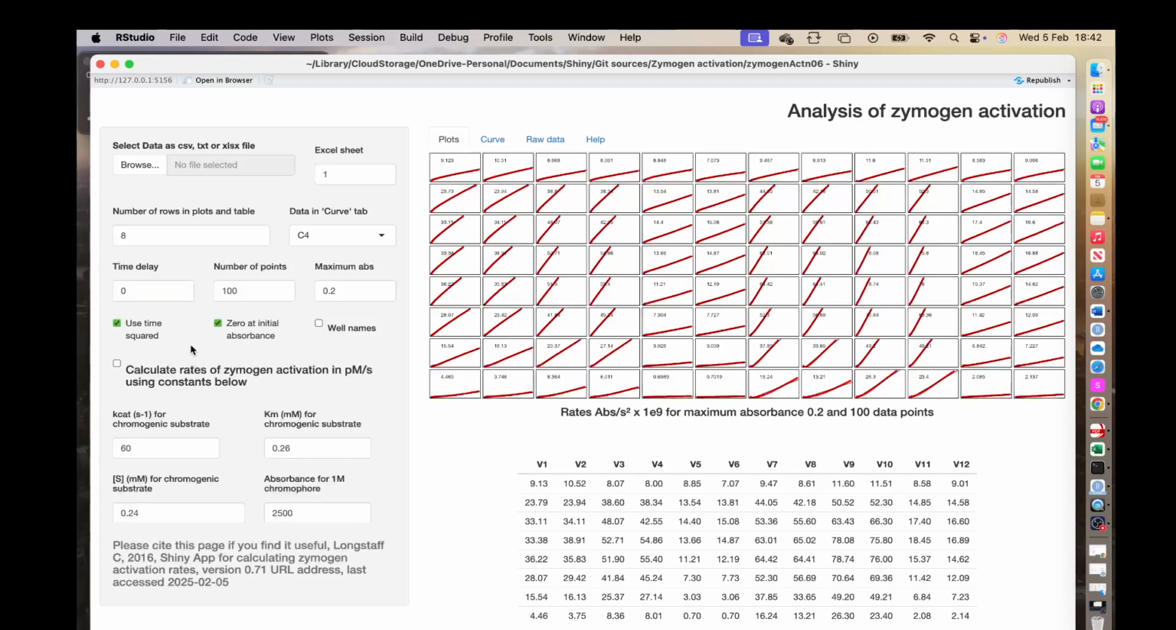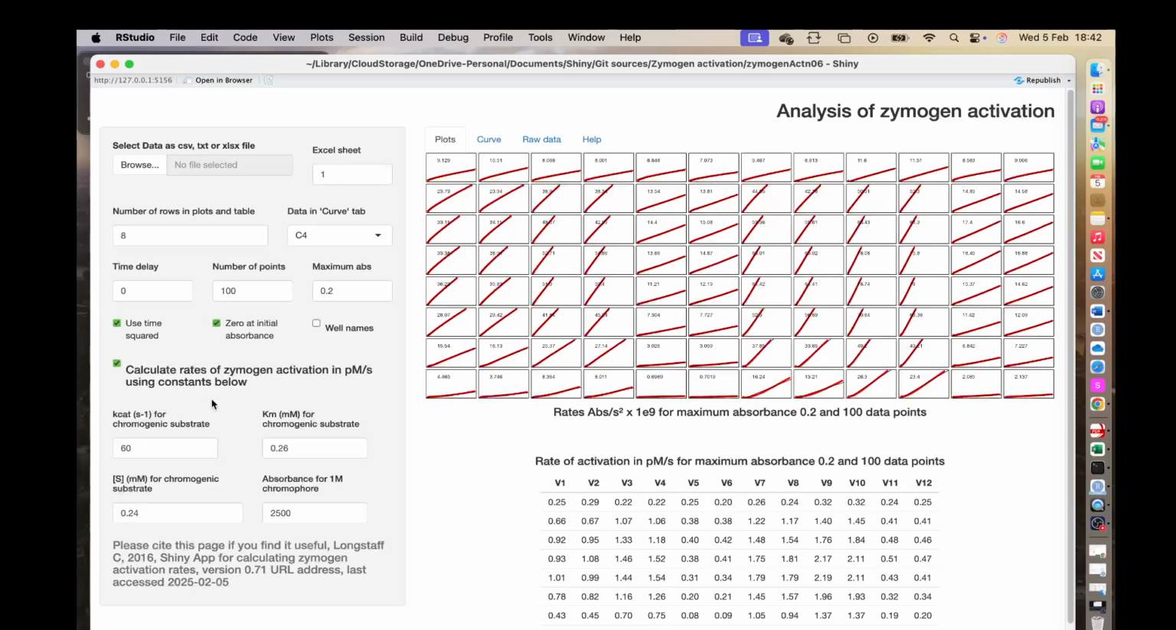Below this set of options there is an area to set parameters to transform your simple slope results into rates of zymogen activation expressed as picomolar per second. The slope results are a relative measure of zymogen activation rates in your wells, which is often all you need. However, calculating rates in absolute units of picomolar per second is more generally useful, for example when comparing activities of different activators. In order to calculate these rates you need to check the box that says calculate rates of zymogen activation in picomolar per second, and also provide some constants that are particular to your reaction system.